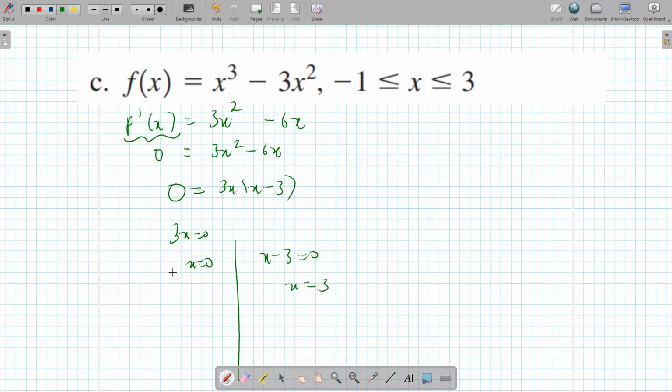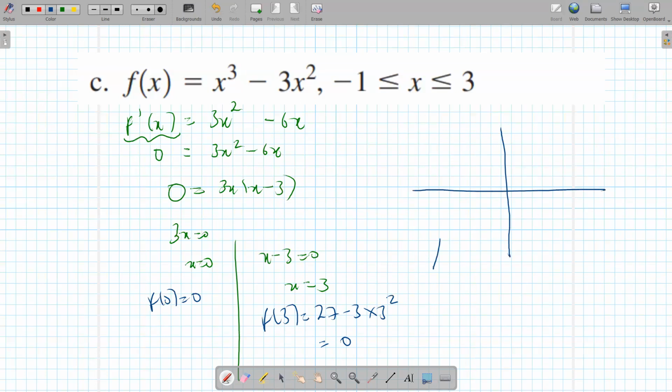And then we're also going to find the y values, and we're going to classify whether it's a minimum or a maximum. So f of 0 is just going to be 0, because you can just plug x as 0 to see that. F of 3 is going to be 27 minus 3 times 3 squared. What is that? That's a 0 as well, right? So what does that mean? We know we're starting in this quadrant, and we know we end up in this quadrant, yeah? We know we're going through the origin.